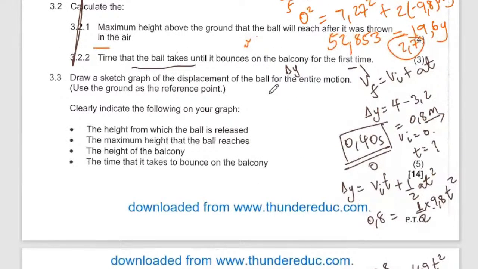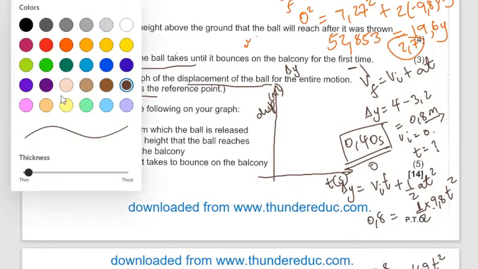Then they want us to sketch the graph of displacement before the interaction. We're using the ground as a reference point. Now, remember with the different graphs, this is the displacement. So here is the displacement in meters, this is the time in seconds.